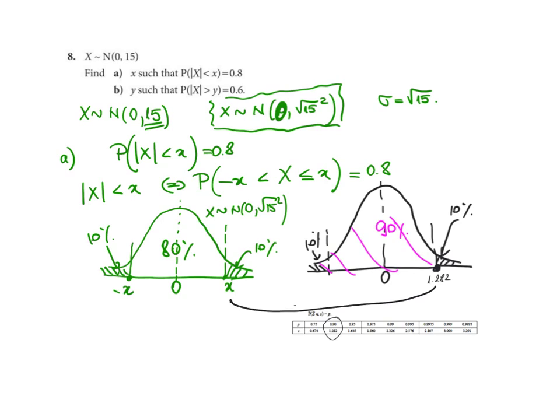Therefore, I'm going to connect this z with this x by z equals x minus mu over sigma. Therefore, x is 1.282 square root of 15. Just to notice, if this area, the pink area, wouldn't be one of these numbers here, I would need to use either my calculator or a table of values. The process is the same, maybe a bit longer.